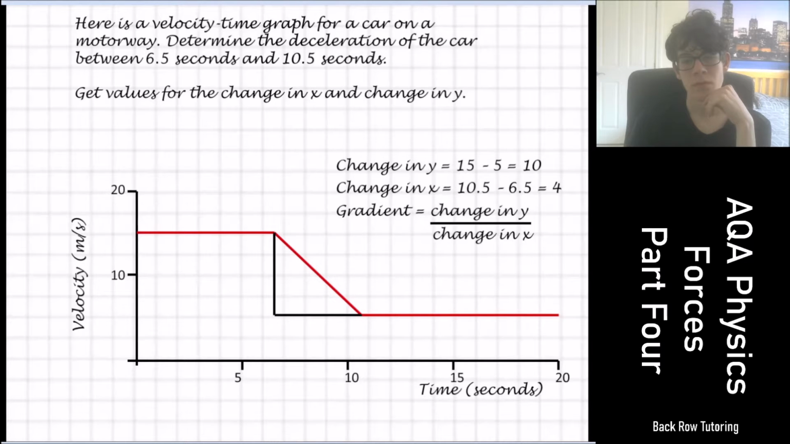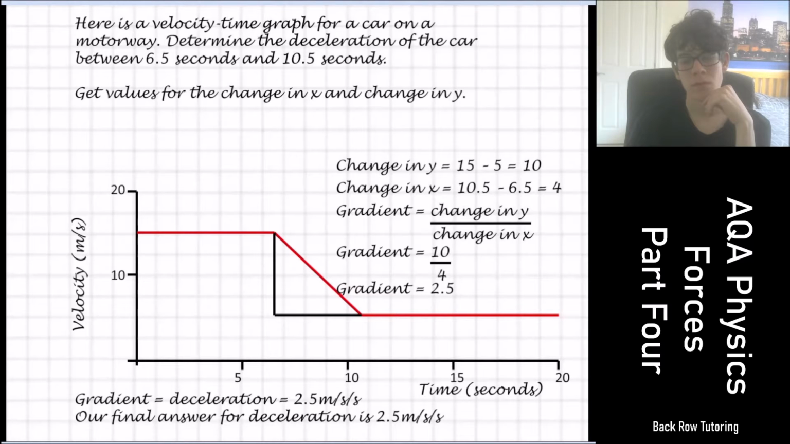The gradient is equal to the change in y divided by the change in x, so the gradient is 10 divided by 4. 10 divided by 4 is 2.5. Since our gradient is equal to the deceleration, our deceleration is 2.5, and since acceleration and deceleration is measured in meters per second squared, our final answer is 2.5 meters per second squared.